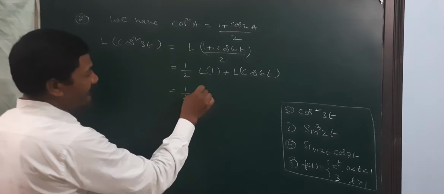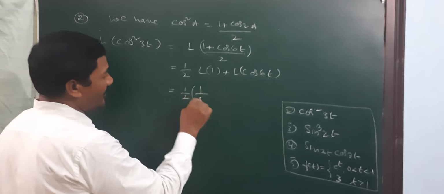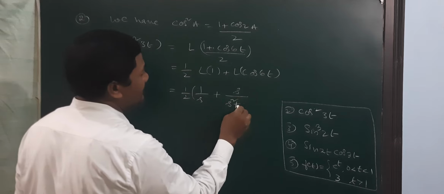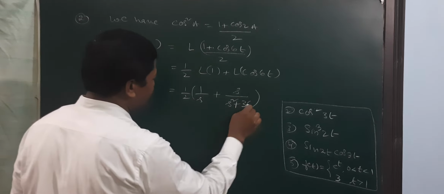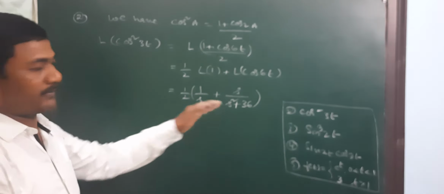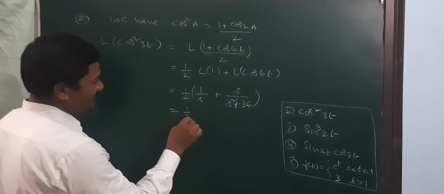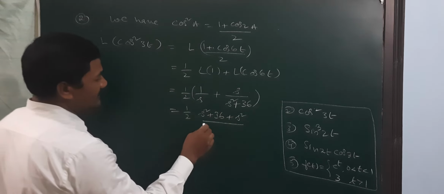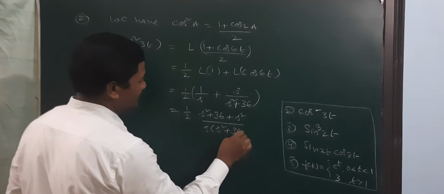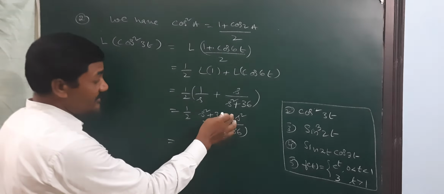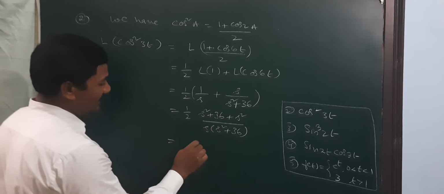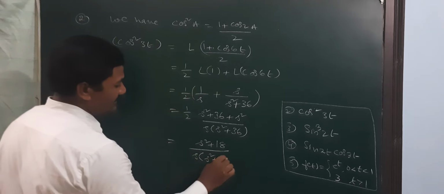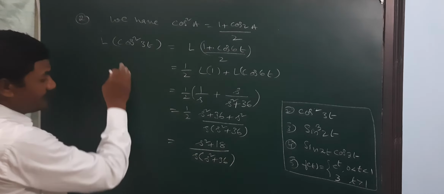So 1 by 2 into L of 1, which we already studied in the first video, is 1 by s, plus s by s square plus 36, since 6 square is 36. This is the final value of this problem. Or we can simplify it: 1 by 2 into s square plus 36 plus s square, by s into s square plus 36. So 2 s square plus 36, the 2 cancels, giving s square plus 18 by s into s square plus 36. This is the final solution of the second problem.